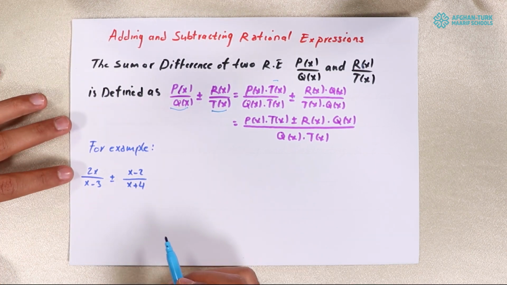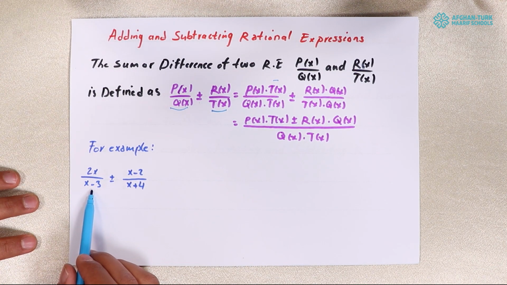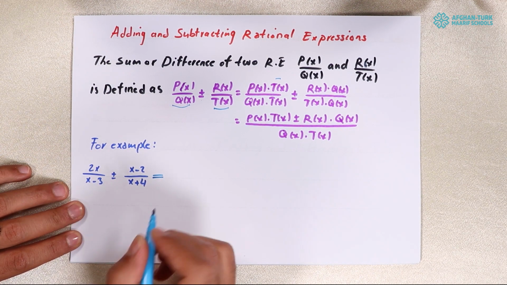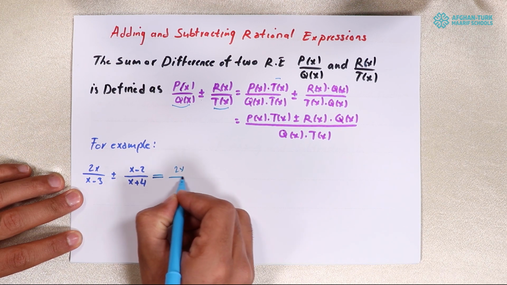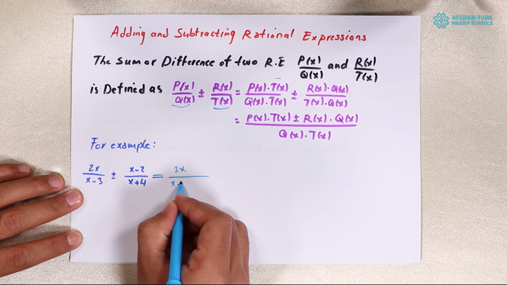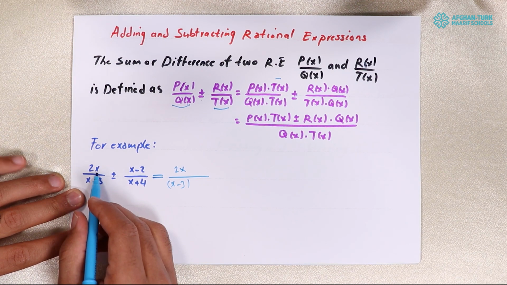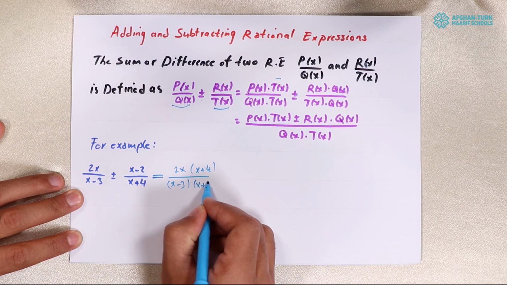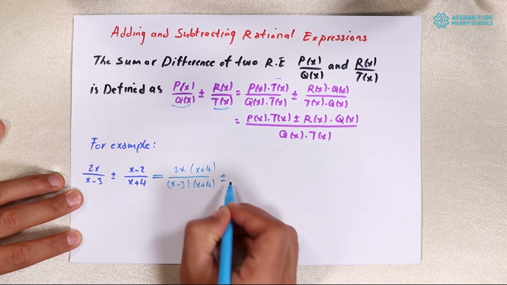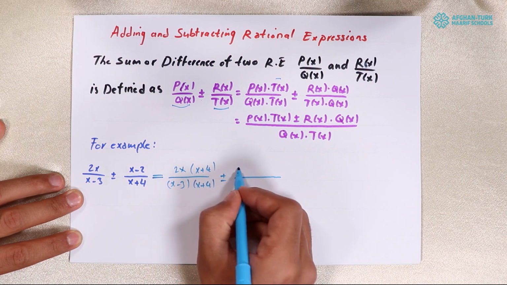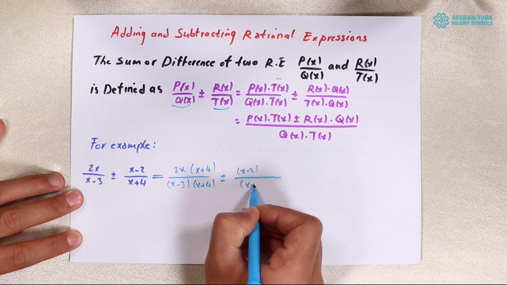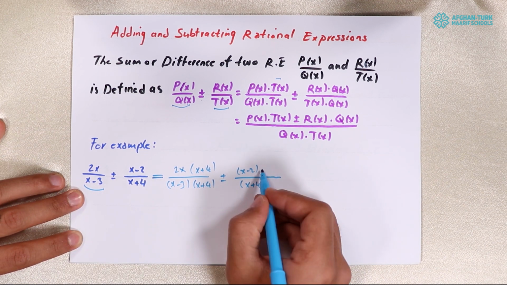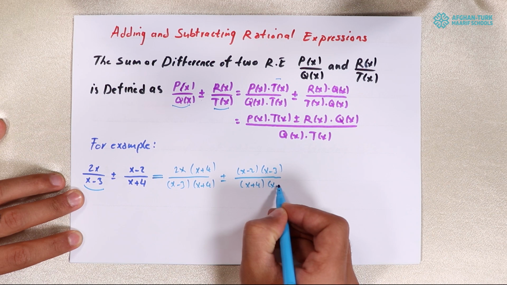Okay, let me show an example. We have 2x over x minus 3 plus or minus x minus 2 over x plus 4. In order to solve it, we multiply the first fraction by the denominator of the second fraction, x plus 4, x plus 4, plus or minus the second fraction, x minus 2 over x plus 4, by the denominator of the first fraction, x minus 3, x minus 3.